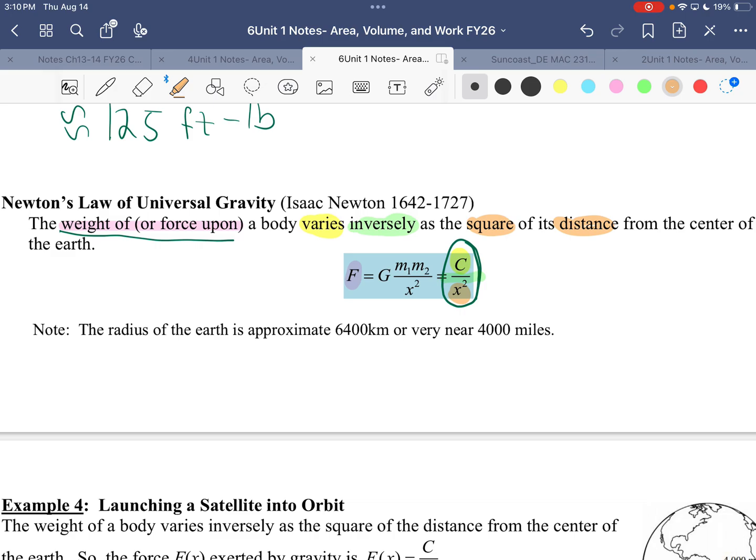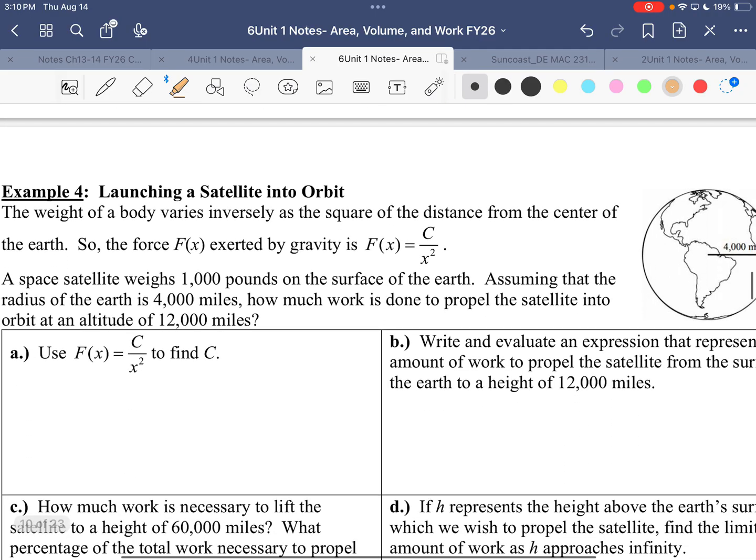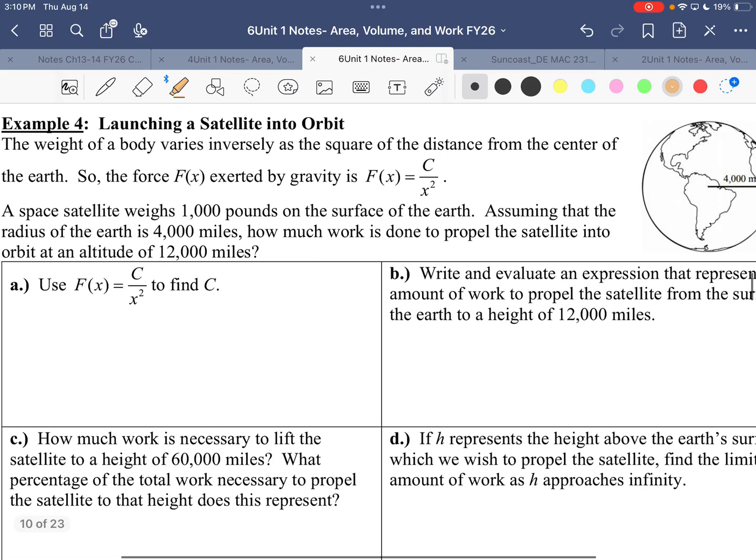Interesting helpful things to know is that the radius of the Earth is 6,400 kilometers, or about 4,000 miles. You're about to see how bad I am with saying decimal places, so bear with me while I struggle to say 1,000 versus 100.